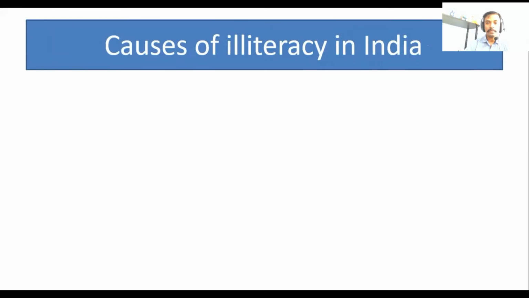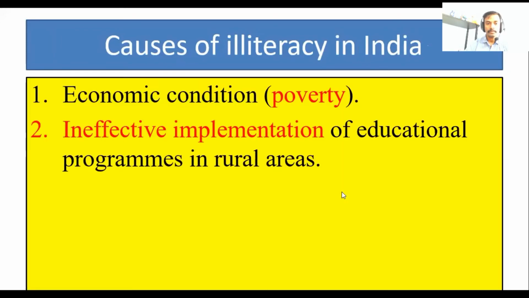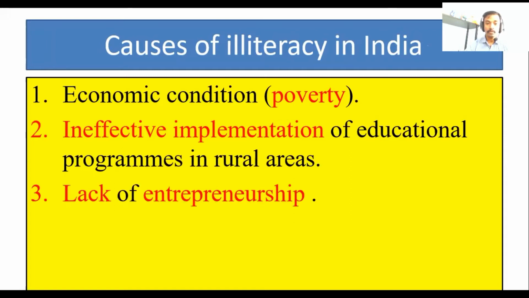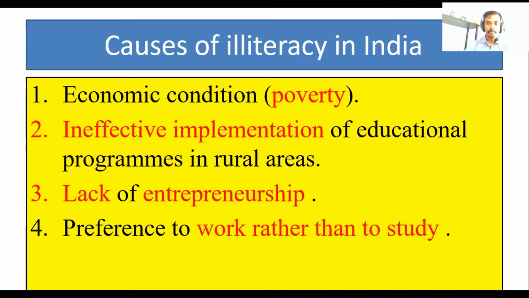Then the causes of illiteracy in India. Economic condition: the first cause is poverty. There is no money, so how to learn, how to go to school. Then ineffective implementation. Many programs are available but unable to be implemented. For example, even nowadays in tribal areas, people living under the poverty line in the hills have no schools, though there are many government programs for ST people. Then lack of entrepreneurship, meaning an individual not willing to invest in education.